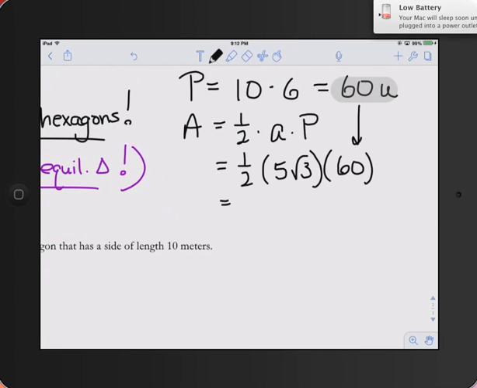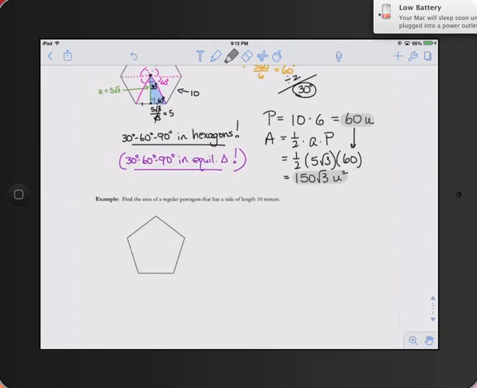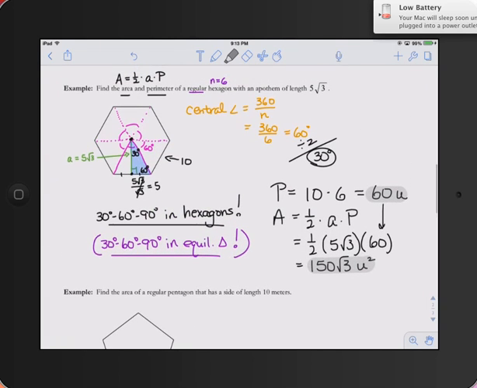Now when you multiply this, you can either do 5 times 60, which is 300, and then divide it by 2, which would be 150, and then carry along the √3. Or you can do half of 60 is 30, and 30 times 5 is 150, and then √3, and our label would be units squared. Okay, so that's our perimeter and area for a regular hexagon.